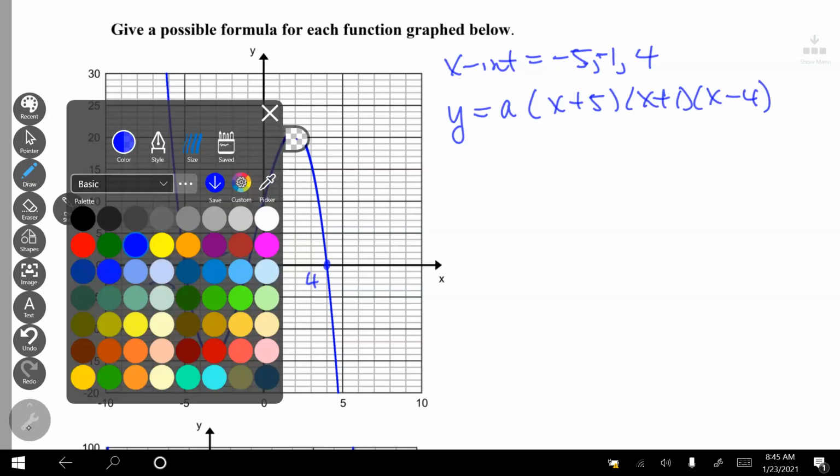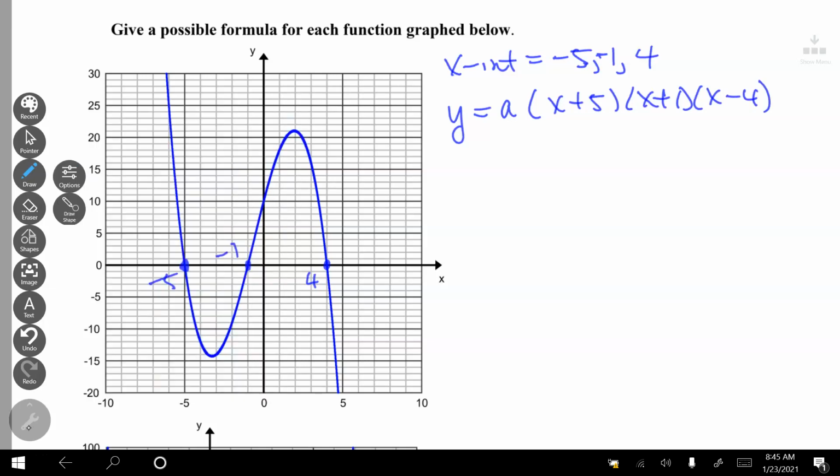I need another point. So to me, I try my best to use the y-intercept because it's easy to use 0 as my x. So my y-intercept is 0, 10. I plug it in. A. This is 5. This is 1. This is -4. I get 10 equals -20a. I get a equals -1/2.